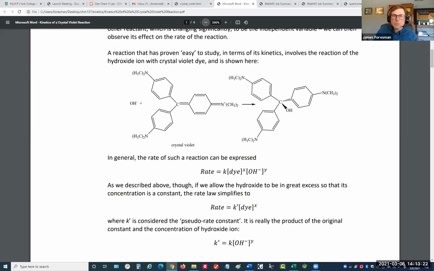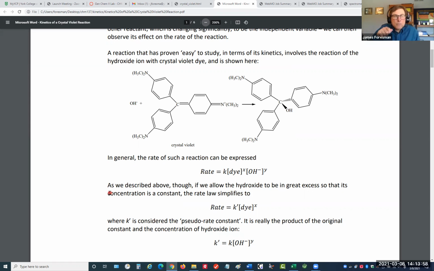First off, we can see our goal in this lab is to figure out the rate law as you would write it. Rate equals k times [dye]^x times [OH⁻]^y. This is the generic form of the rate law. And we will want to find out what k, x, and y are. So the experiment that we do today will allow us to determine those three parameters of the rate law.